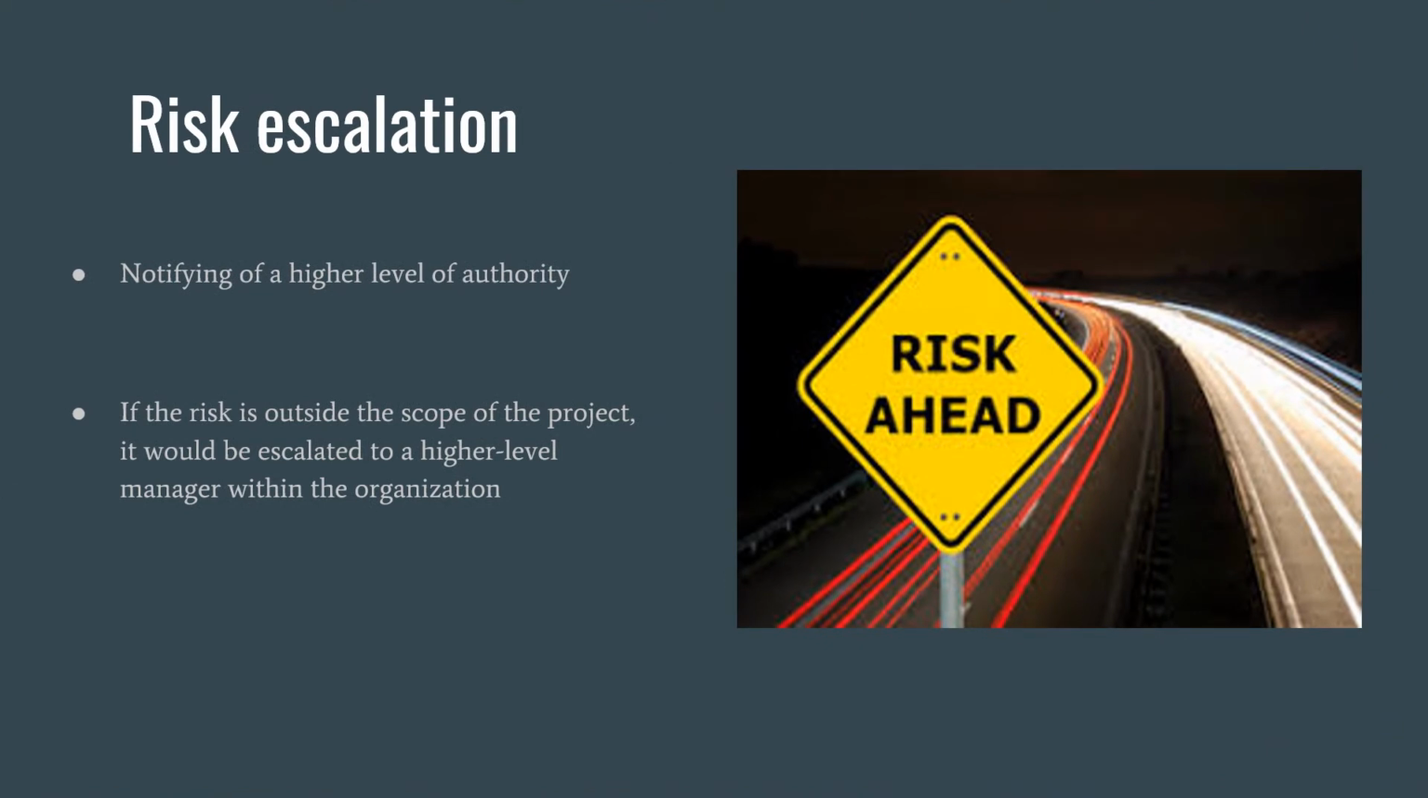When it comes to risk escalation, it is best to notify the higher level of authority, and if the risk is outside the scope of the project, it would be escalated to a higher level manager within the organization. This makes sure that the risk is properly taken care of since the person of authority is at a higher level.